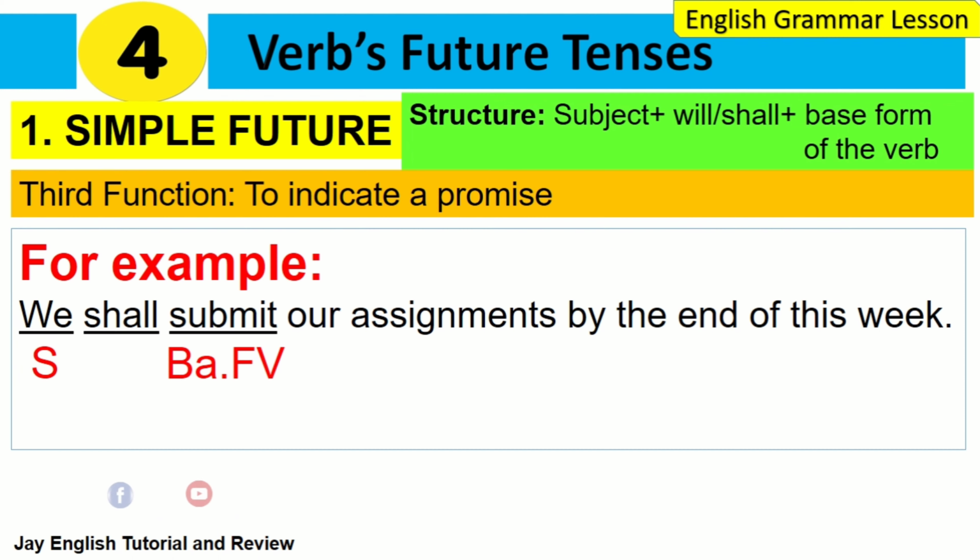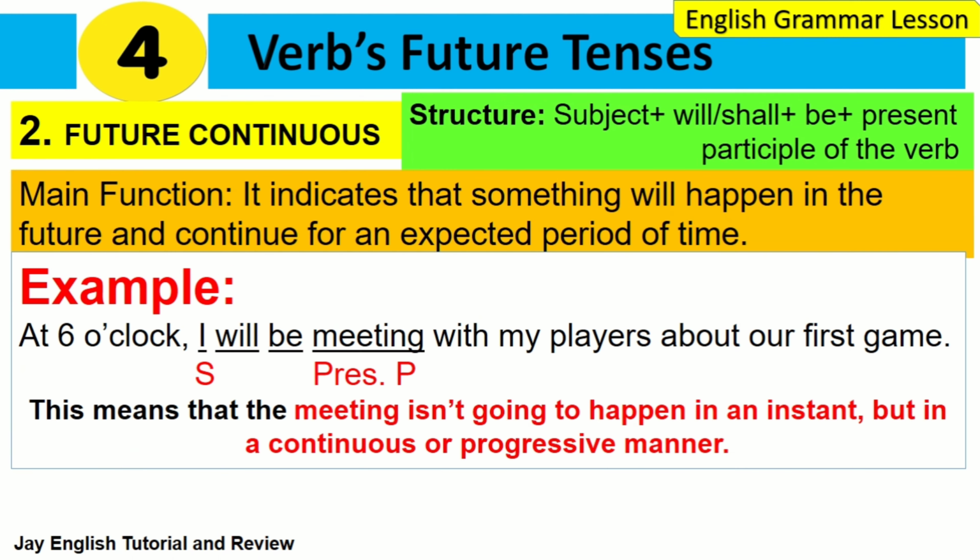Okay? That's the structure. Let's proceed to the future continuous structure. We begin with a subject followed with will or shall. Then right now we already have the word be. Then earlier it was the base form. Right now it is going to be the present participle form of the verb. And to review, when we say present participle of the verb, those are verbs that end with ing.